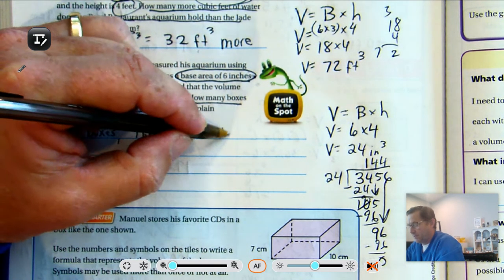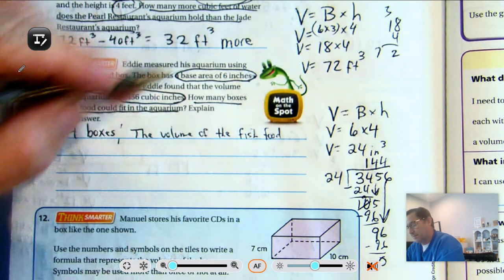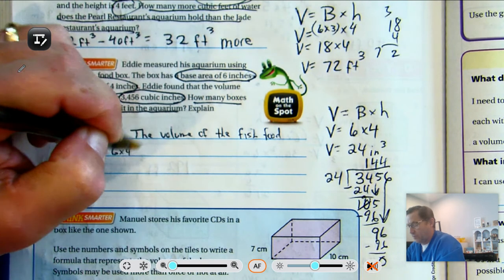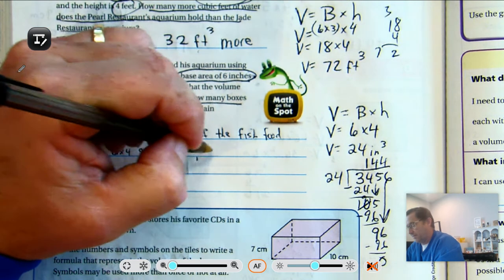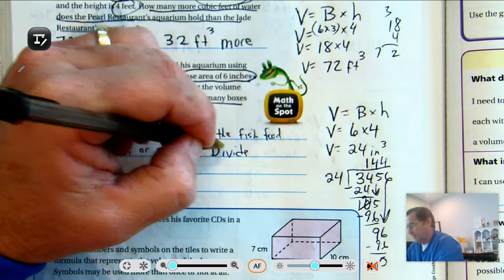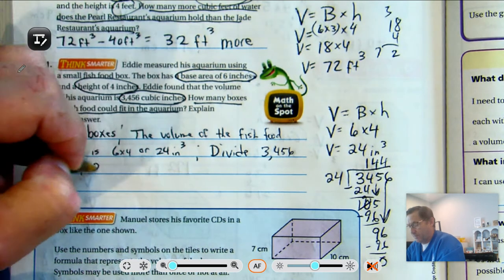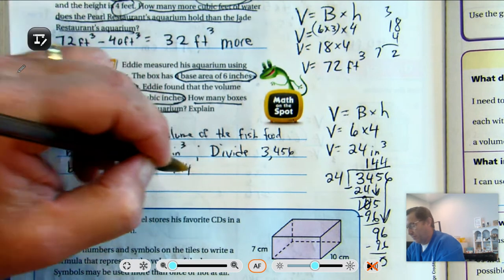Volume of the fish food box, 6 times 4, or 24 inches cubed. Divide 3,456 by 24 to get 144.